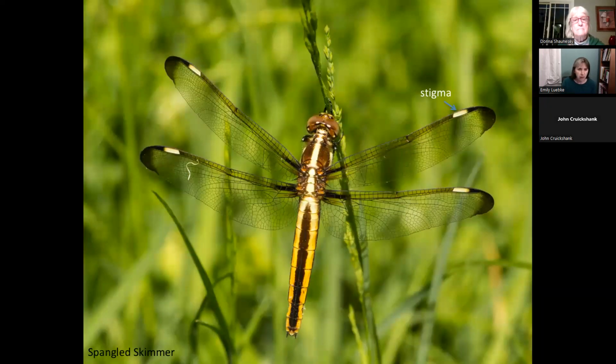Here's another one. This is called a spangled skimmer. I like these, they're very pretty. And there's a part we haven't talked about yet on the wing called the stigma here. And the stigma on the spangled skimmer is pretty white. And damselflies and dragonflies alike can have stigma of different colors. So that's kind of a fun thing to look for.